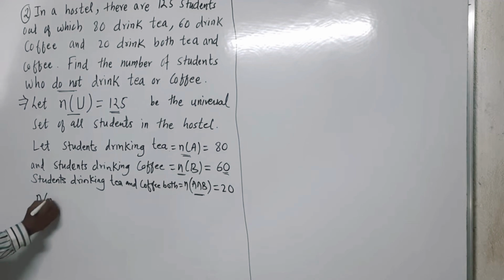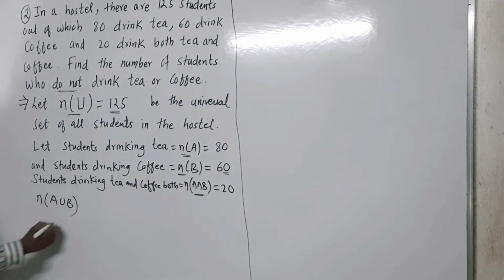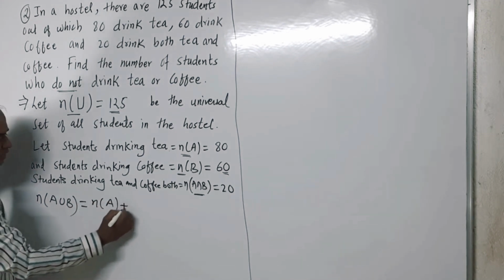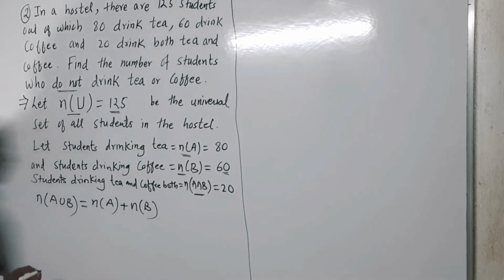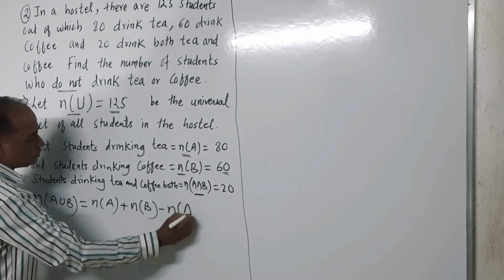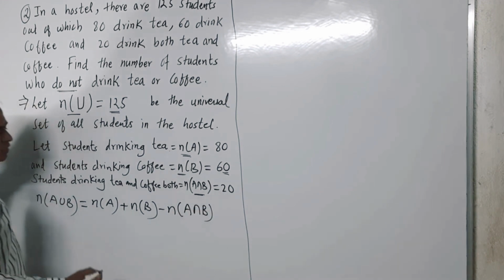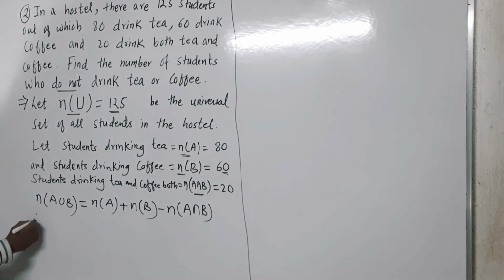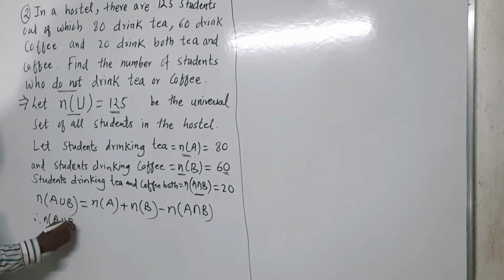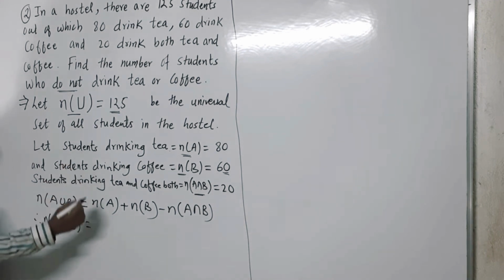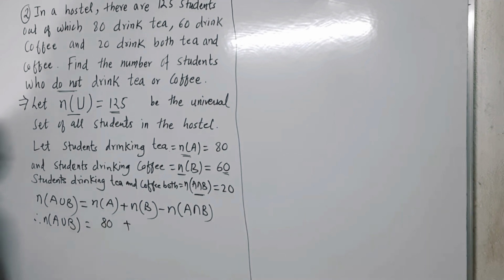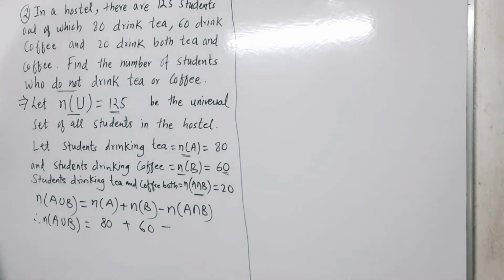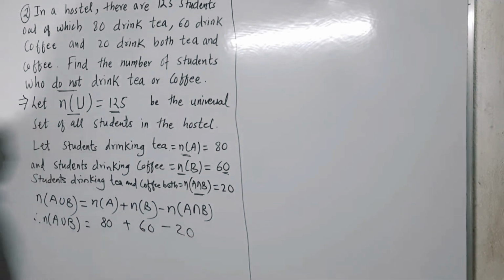So first we will find A union B. You know the formula: it is equal to the number of elements in set A plus the number of students who are drinking coffee minus the number of students who are drinking both tea and coffee, that is A intersection B. So therefore n(A union B) is equal to n(A), which is given as 80 students drinking tea, plus the number of students drinking coffee, 60, minus the number of students who drink both tea and coffee, 20.